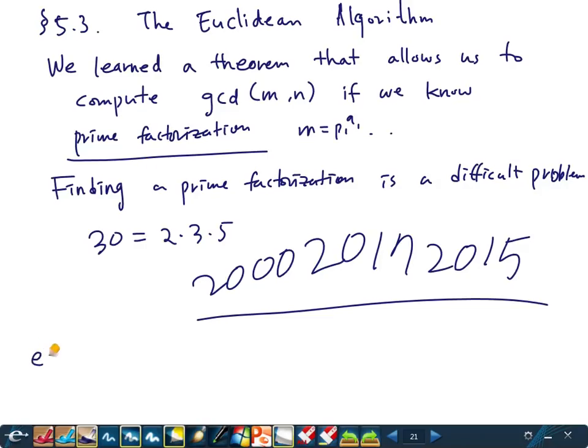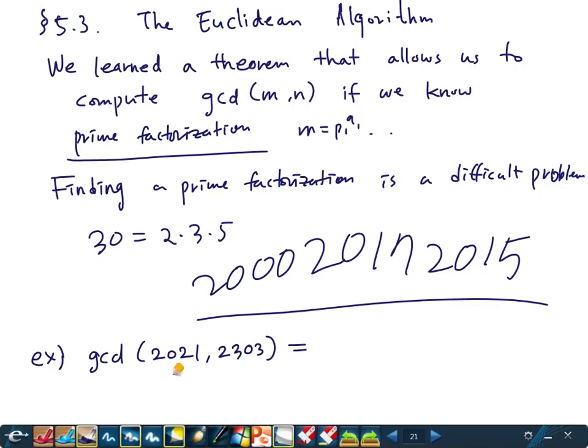So for instance, maybe this is too large, so you cannot really imagine it. But for instance, 2021 and 2023. Can you find the GCD of these? If you want to use that theorem, you need to factor these into primes. Can you do that? You can do this, but you need time. They might be prime, I don't know. Can you see a prime factorization of this?